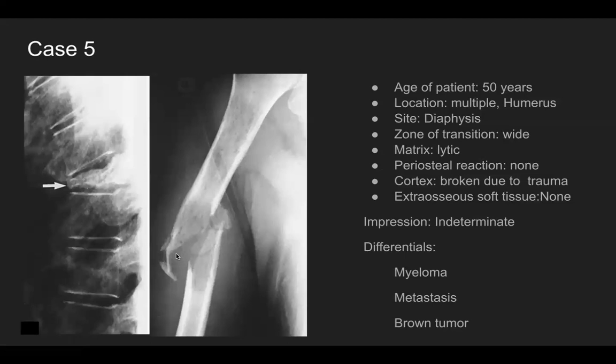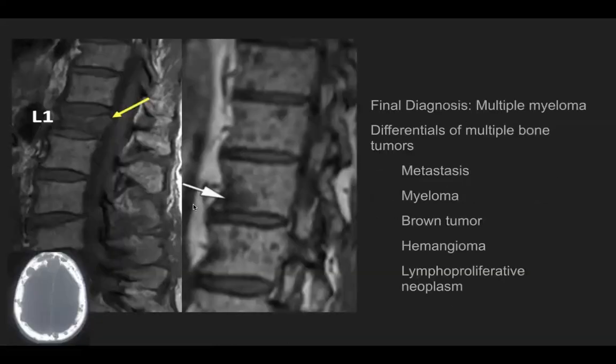So better not to classify this tumor as malignant 100%. Yes, there's more chance that it is malignant. However, this tumor is still indeterminate, and the differentials could include either a metastasis, or a myeloma, or it could also be one of the benign tumors, which is brown tumor, which can also look like this on X-ray, and it can also involve the vertebra sometimes.